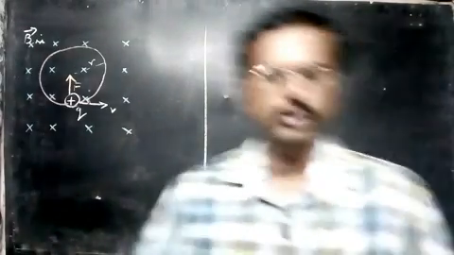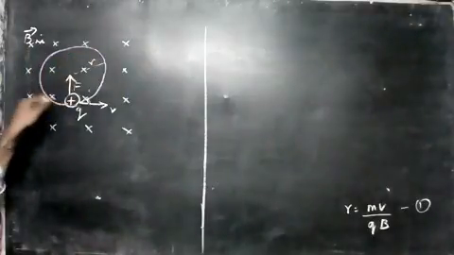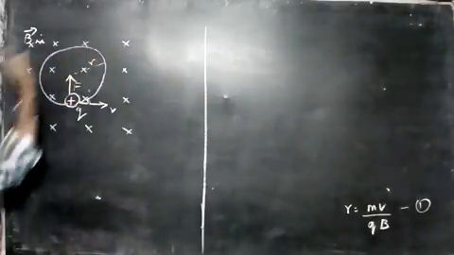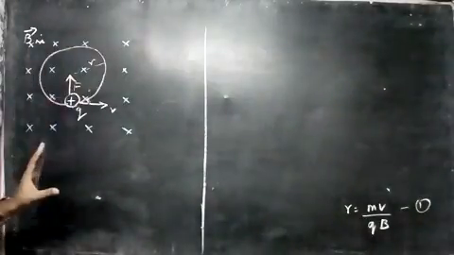Let me erase it out now. Now let us see what will be the time it takes to travel one rotation. See, it goes this way. What time does it take to travel? See, now it travels in a circular path. We must find the speed first.